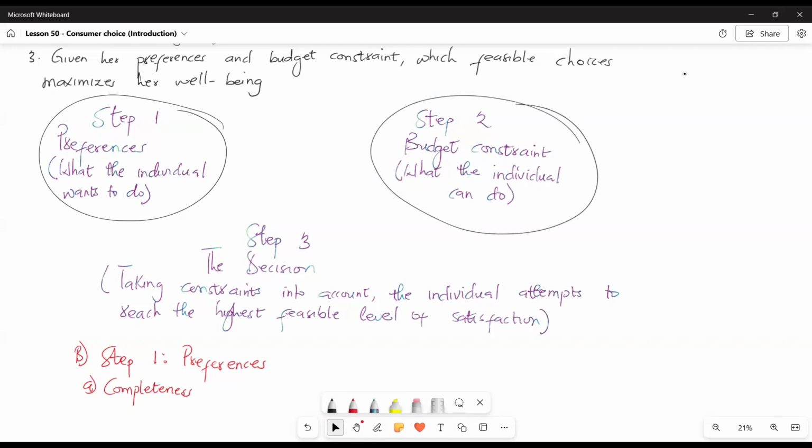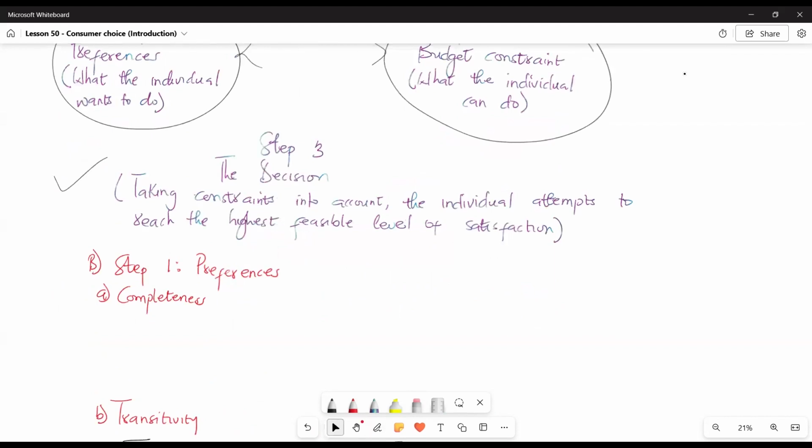Now, given your preferences, you also have some restrictions. For instance, you might be earning £100 a week or £1,000 a week, and then the price of an apple is 2, the price of chocolate is 10, the price of a bowl of rice is 20. So you do not have all the money in the world to do everything you want. And given the prices and your income, you might not be able to buy everything that you want to buy. When you take these two things into consideration, then you can make a decision. Taking the constraint into account, Ella now attempts to reach the highest feasible level of satisfaction.